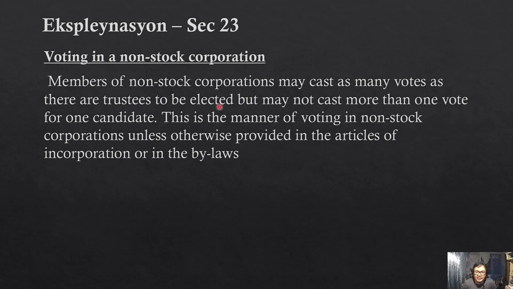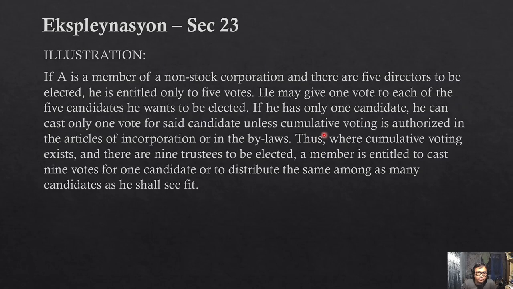Members of the non-stock corporation may cast as many votes as there are trustees to be elected, but na-explain natin ito kanina. This is the manner of voting in non-stock corporation unless otherwise provided sa AOI or the bylaws. Ito. If he is a member of a non-stock corporation and there are 5 directors to be elected, he is entitled to only 5 votes. He may give 1 vote each to the 5 candidates if he wants them to be elected. Pero, per candidate, he can only cast 1 vote.